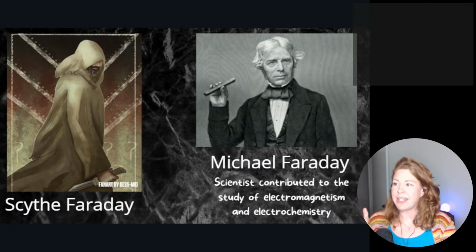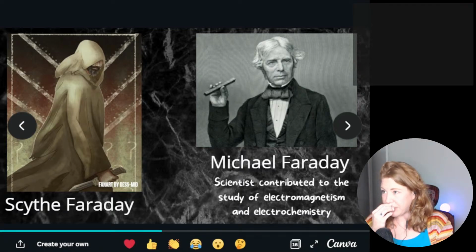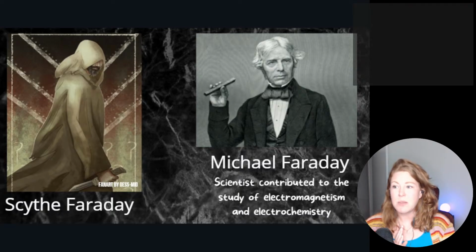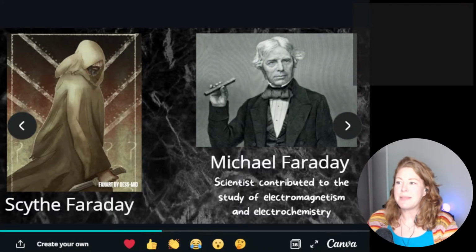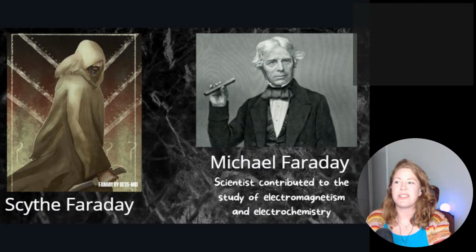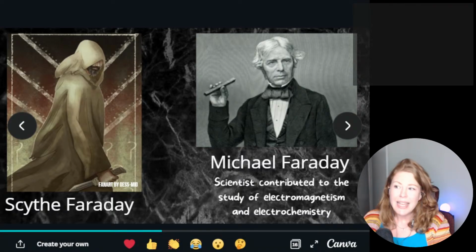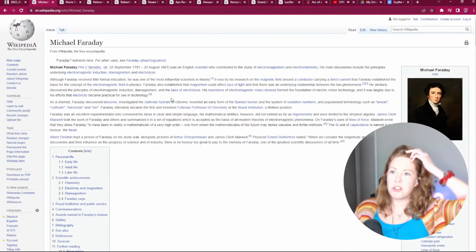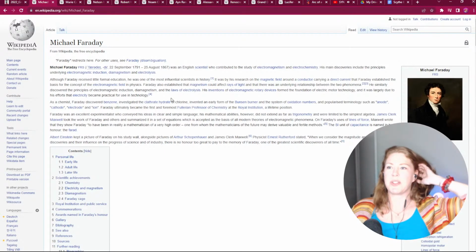So first we have Scythe Faraday, and this fan art is by Des Mid, I believe, from the wiki page. And Scythe Faraday's patron historic is Michael Faraday, who is a scientist who contributed to the study of magnetism and electrochemistry. So thinking about that, Scythe Faraday wasn't a scientist in my opinion. I thought he was more of a kind of a philosopher. But here's some information about Scythe Faraday, or Michael Faraday, the actual person he's named after.